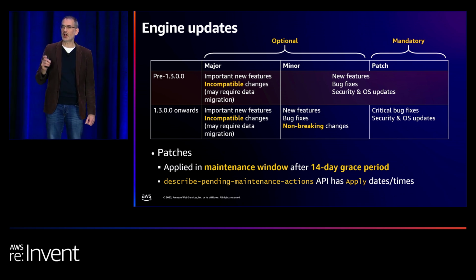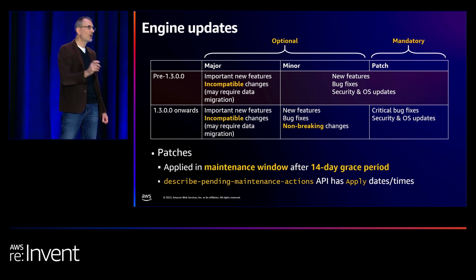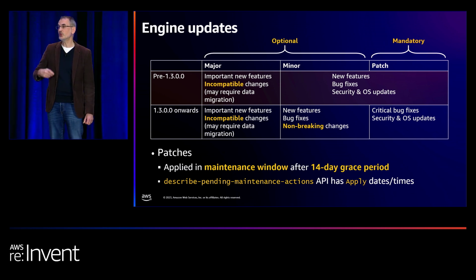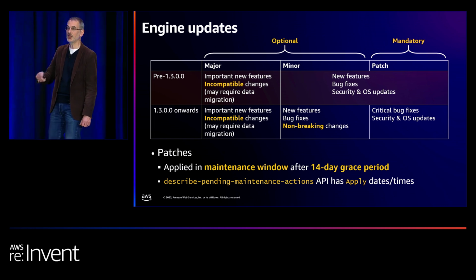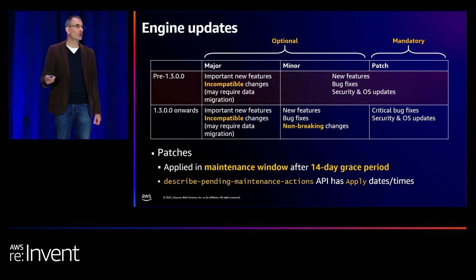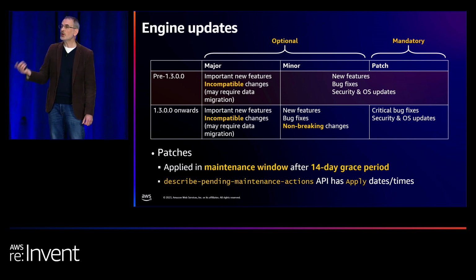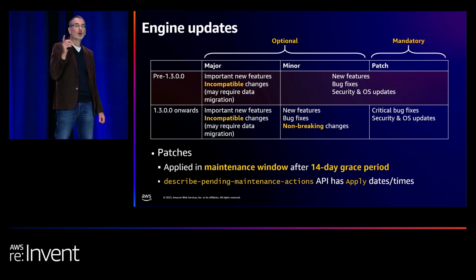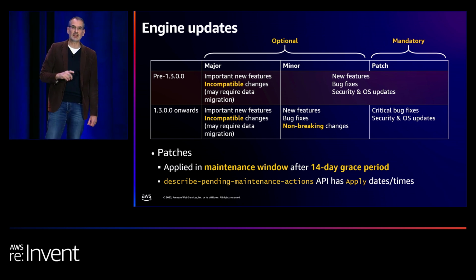Patch releases are mandatory. So after a patch is made available, there's a 14-day grace period in which you can choose to apply that patch yourself at any time that's relevant to you or that suits you. But if you don't apply it within that 14-day grace period, then the patch will be automatically applied during the next maintenance window.